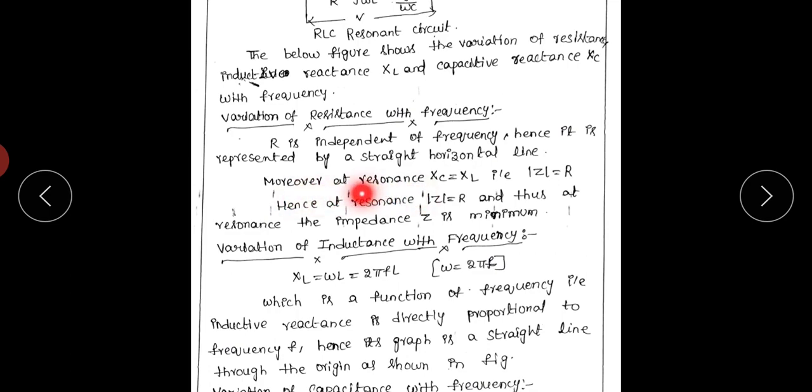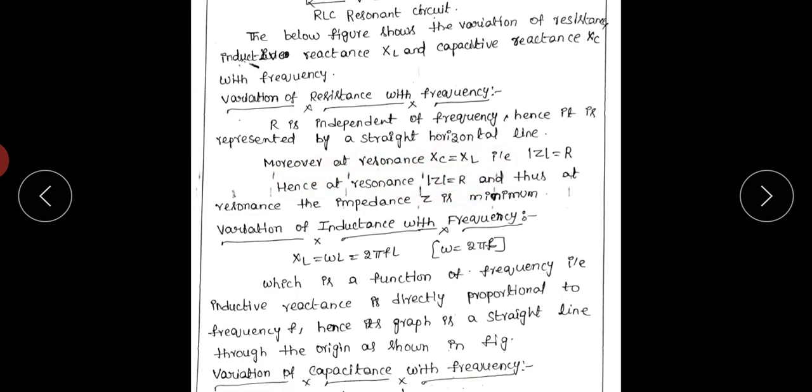Moreover, at resonance condition, net reactance equals 0, XC equals XL, so impedance equals R. Hence at resonance, modulus of Z equals R, so the impedance Z is minimum. Generally Z equals R plus j into (XL minus XC), but at resonance XL minus XC equals 0. So at resonance, the impedance of the series RLC circuit is minimum and it equals the resistance of the circuit.